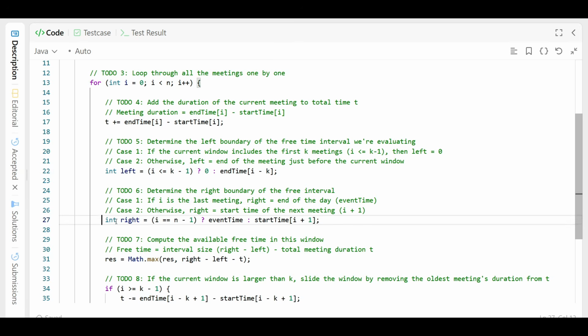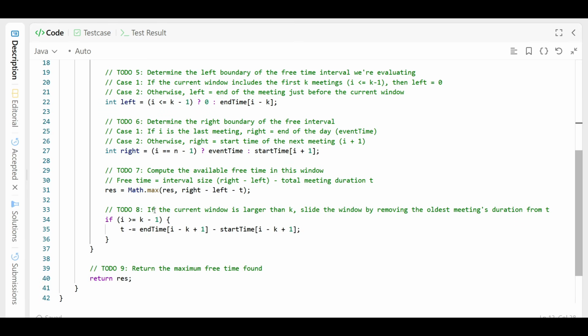Understand? For that, similarly we'll find the right, as we found the left, meaning we want to determine the right boundary of the free interval. There will be two cases also. If i is at the last meeting, right will be at the end of that day, which is event time. Otherwise it will be the start of the next meeting, that is start time at i plus 1. Then we'll find the free time. We have to compute right minus left minus t. It will give you the free time, and you keep track of all the meetings because we have made the for loop, as we discussed.